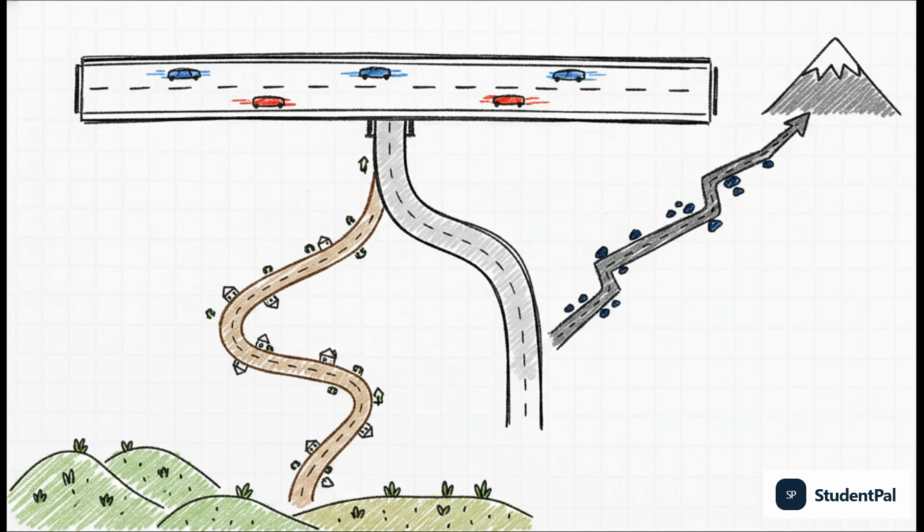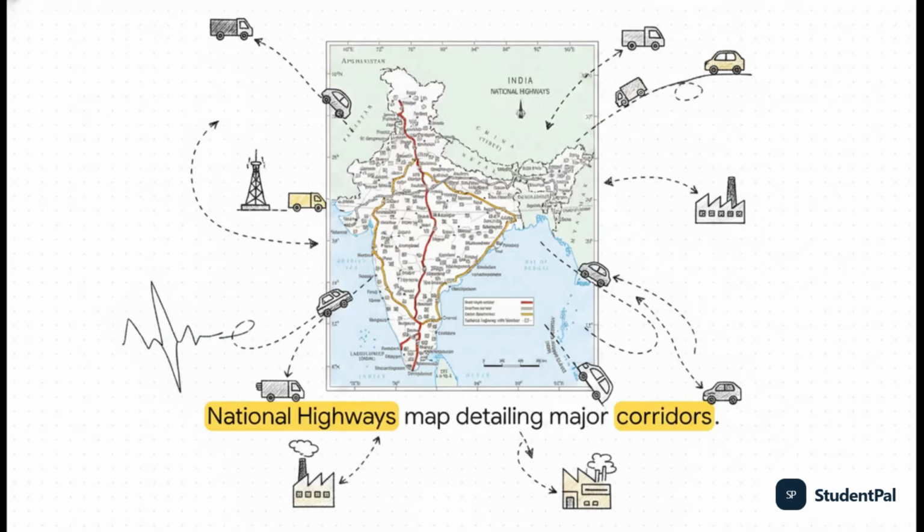We start from the absolute top with the massive 6-lane superhighways connecting our megacities, and then we work our way down through national, state, and district roads, all the way to rural roads connecting small villages, and finally those highly strategic border roads. Let's actually look at how these are laid out.